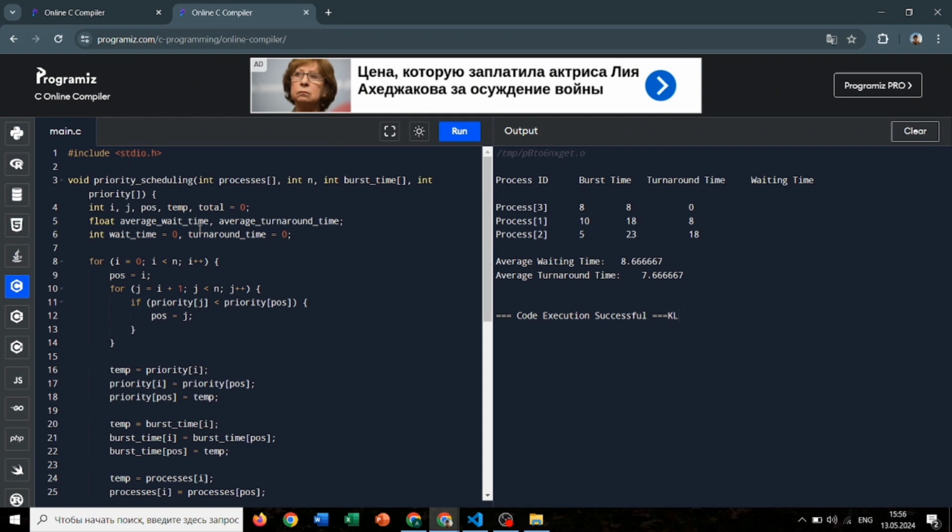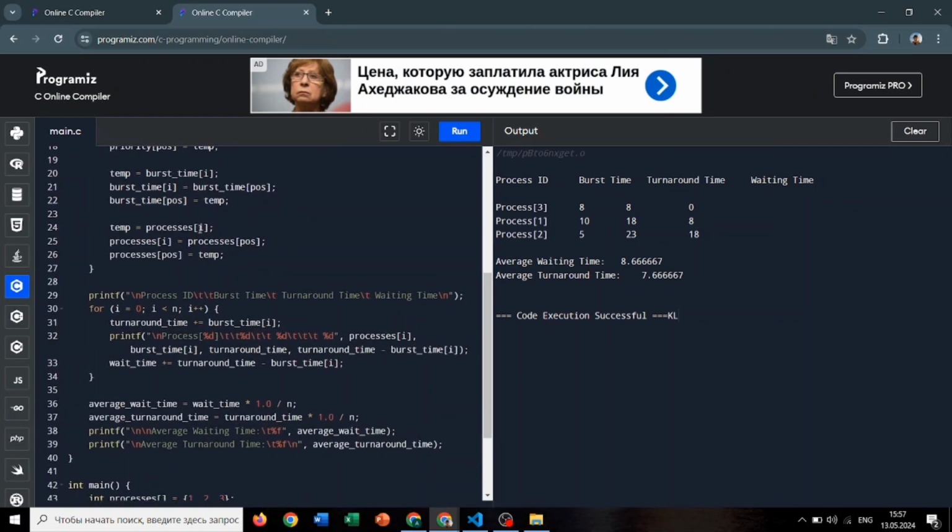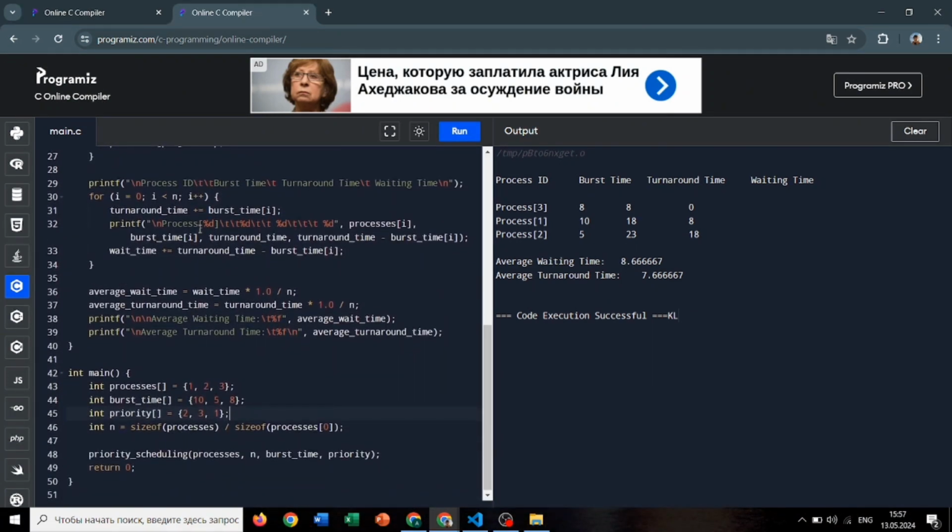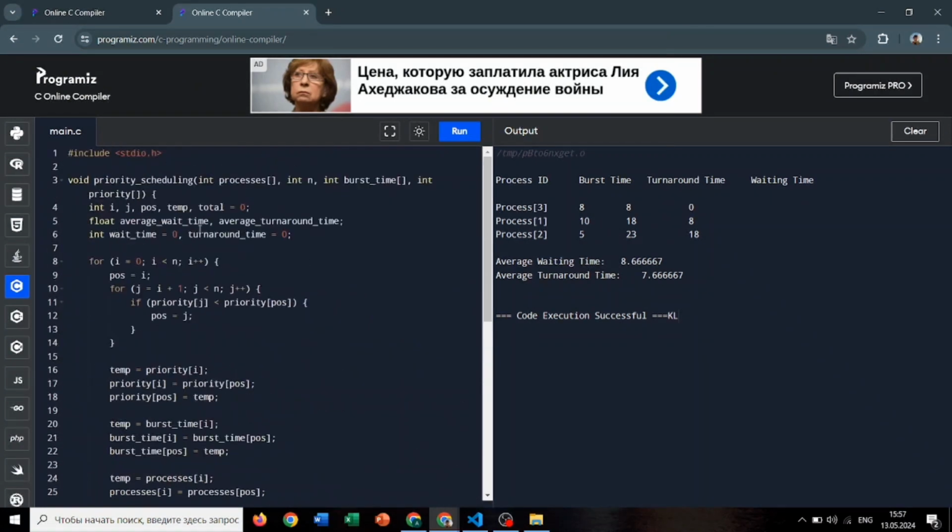Explanation, sorting by priority. The nested loop structure sorts the processes based on their priorities. The inner loop identifies the process with the smallest number and swaps it with the current process in the outer loop. Calculating metrics: as each process completes, the code updates cumulative turnaround time and calculates waiting time.